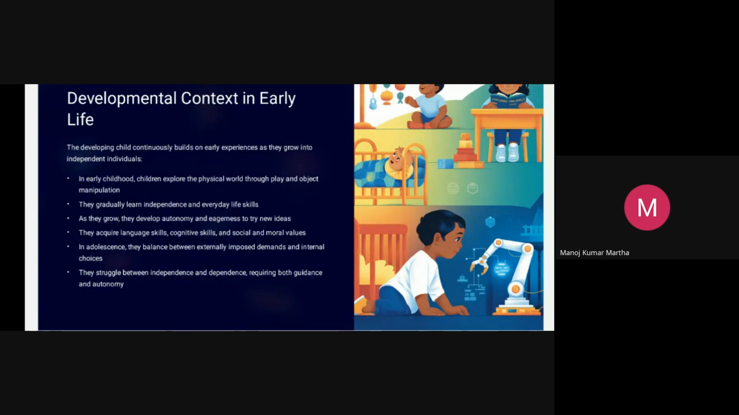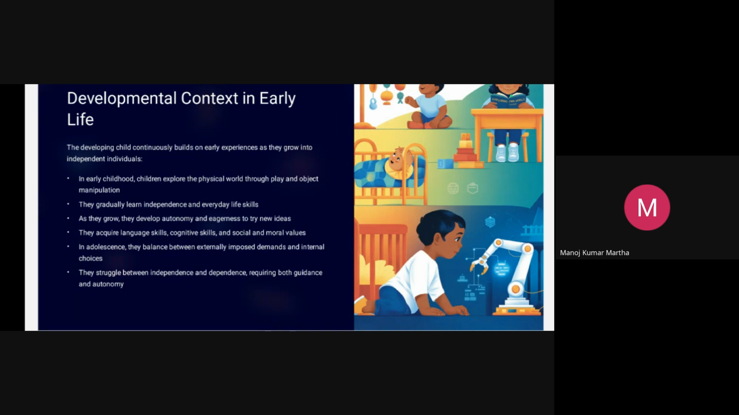Another thing is the developmental context in early life, how a family helps in development. The developing child continuously builds on early experience as they grow into independent individuals. In early childhood, a child explores the physical world by playing with different objects, by manipulation, the sensory motor stage as per Piaget's cognitive theory. So that kind of environment is created in the home. The parents provide different kinds of toys and objects so that the child manipulates and explores them and learns many qualities and skills.